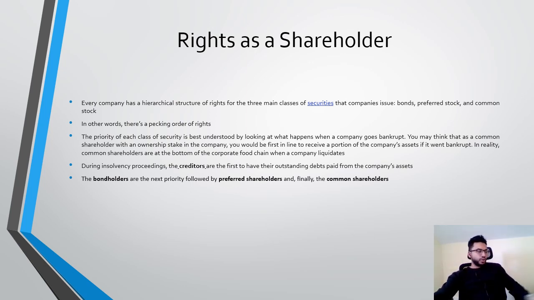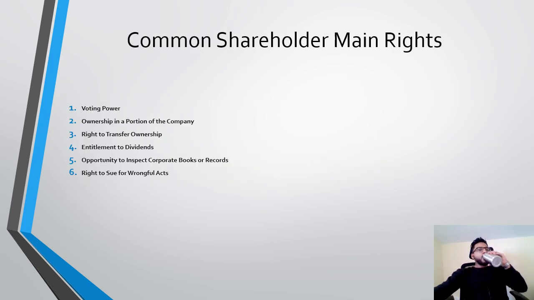So people like us who own stock in the company, let's say you buy some stock off Questrade or TD or wherever you're buying the stock, you're the last person to get paid if the company goes bankrupt. So what are our rights? The majority of people are common shareholders. What are their main rights? It's good to know what you can do when you're a common shareholder.